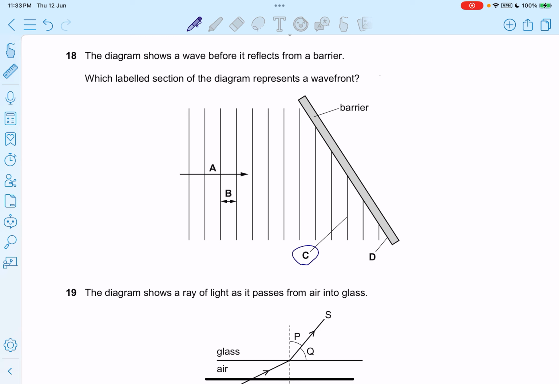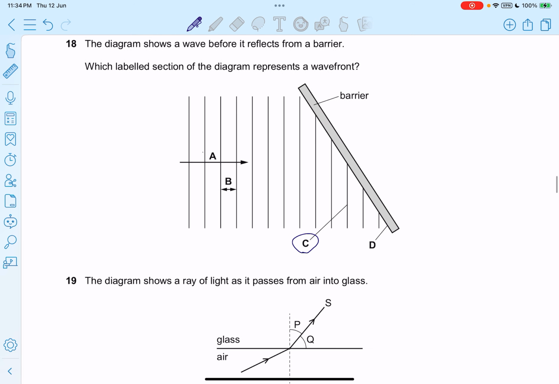So wavefront is like the wave that you can see in a ripple tank when you let the water move, like you can see the shadows a little bit like that. Those are the wavefronts. So option A, this is showing the arrow is the direction of the wave traveling, so it's not the wavefront, is wrong.